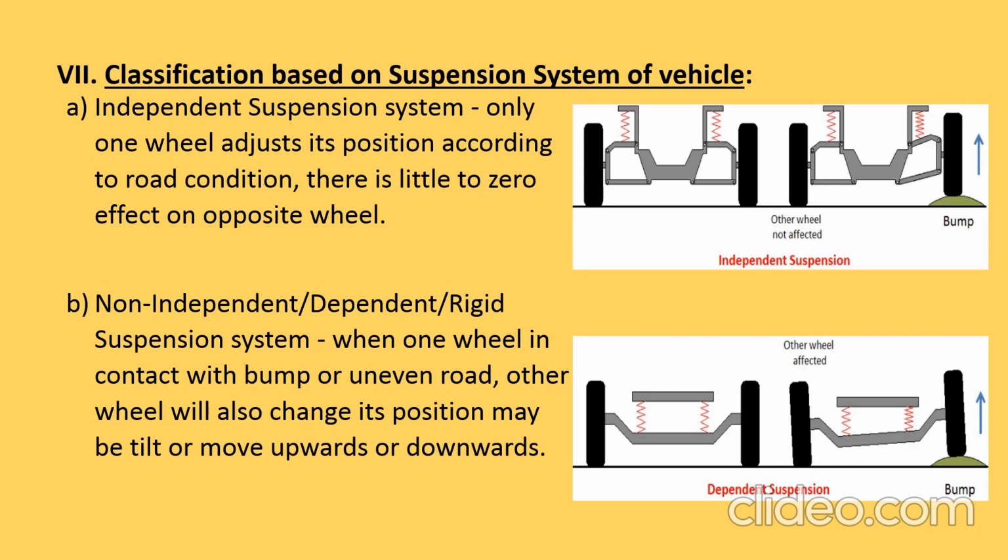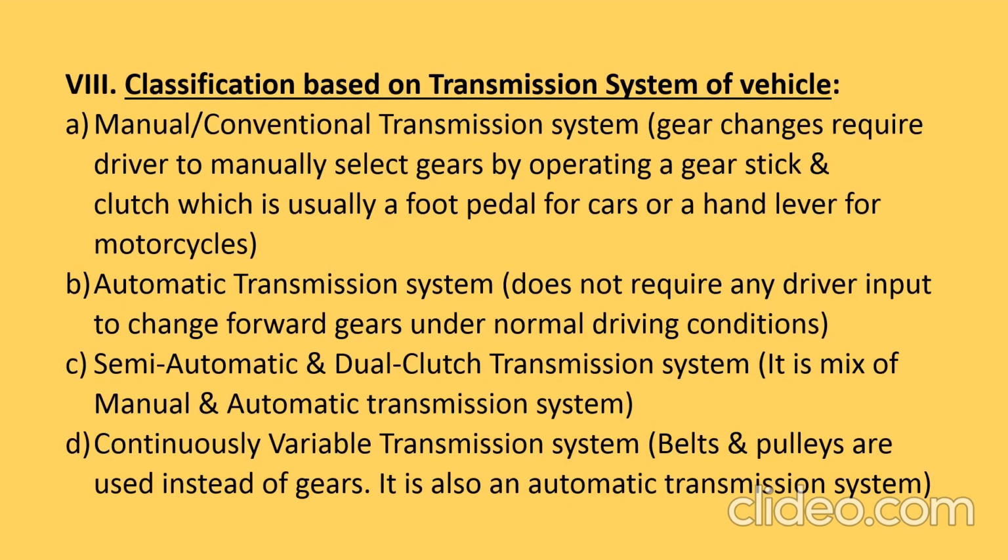Next classification is based on the transmission system of the vehicle. The transmission system is the mechanism by which the power created by the engine is transferred to the driving wheels, or the live wheels. Manual or conventional transmission system: here the gear change requires the driver to manually select the gear by operating a gear stick and clutch, which is usually a foot pedal for a car or a hand lever for a motorcycle.